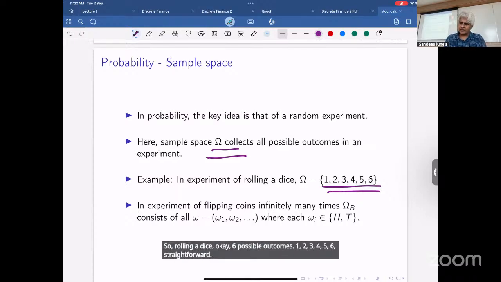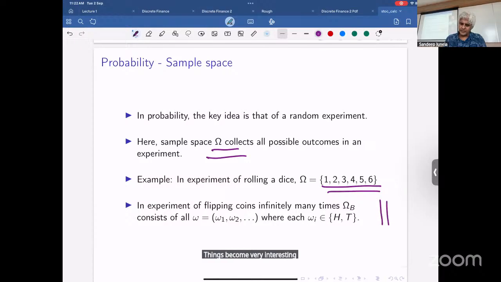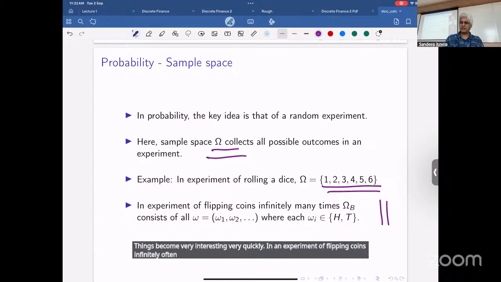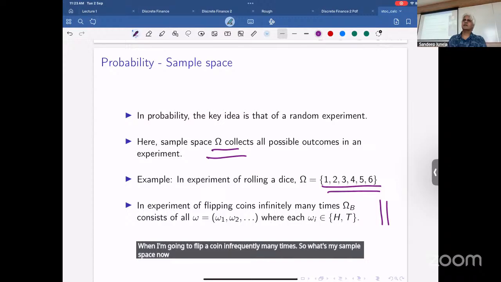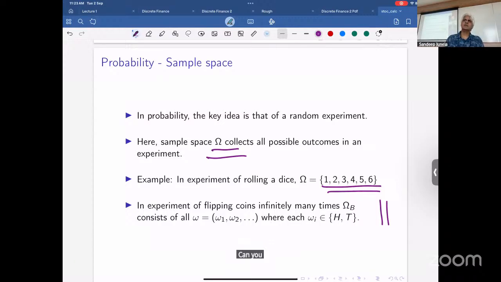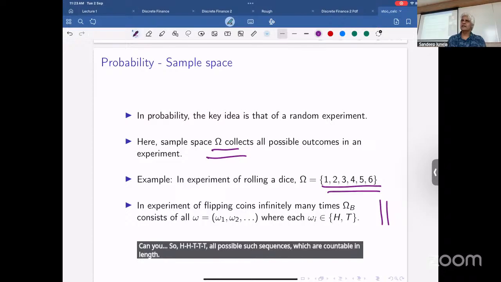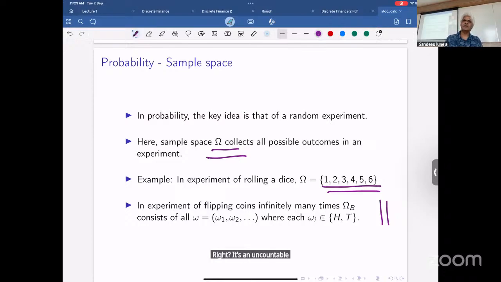Things become very interesting very quickly. In an experiment of flipping coins infinitely often, infinitely many times. So let omega be the sample space when I'm going to flip a coin infinitely many times. So what's my sample space now? H, T, T, T, all possible such sequences which are countable in length, right? It's an uncountable space that you know?